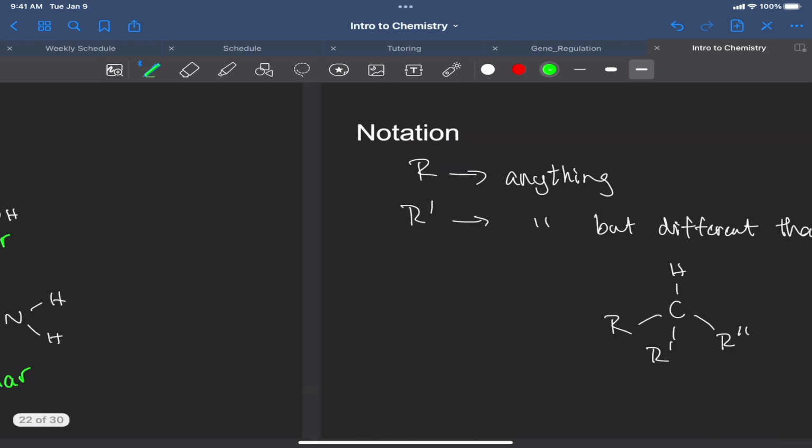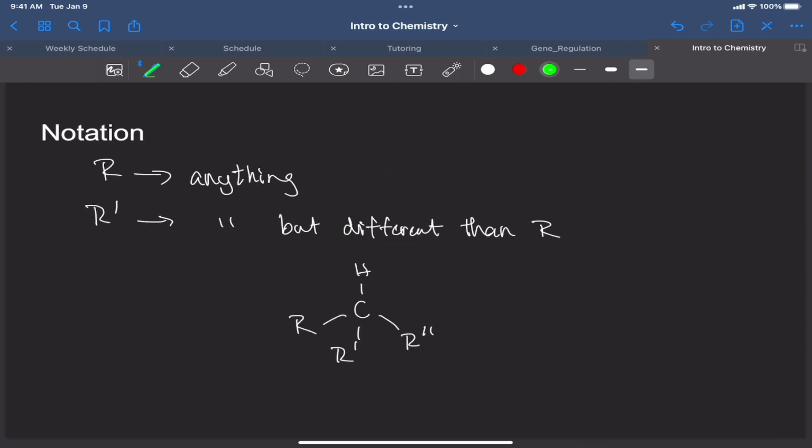Okay. Very quickly, though, I want to go over some notation. I briefly said R means anything. R prime just means it's anything, but it's different than R. Technically, you don't need to say that. You can just say R, R, R. But someone could come around and say, well, technically, R is just one thing. So if you have three different things bonded to a carbon, you need to say it's R, R prime, and R double prime. It's a technicality, but it's good to know. So this just means there's a carbon bonded to a hydrogen and then three other things that we don't really care about.